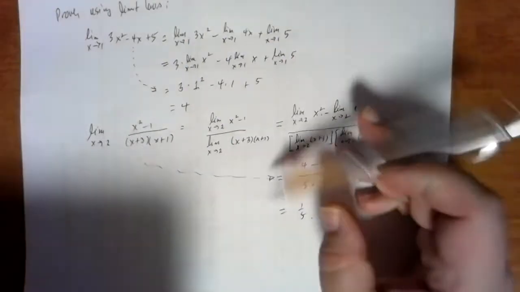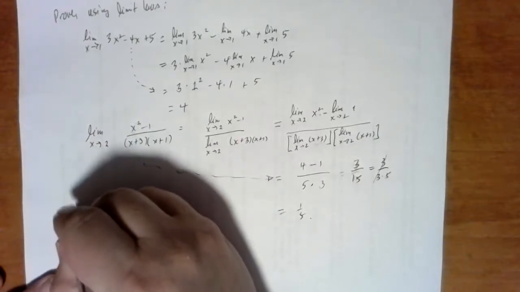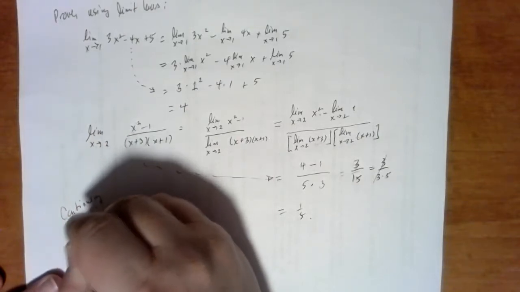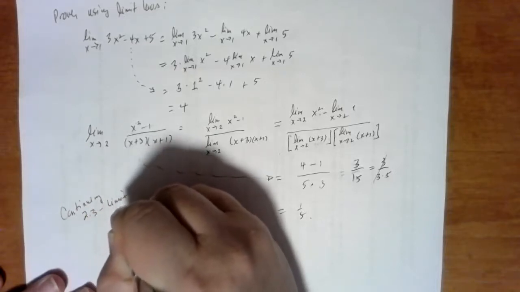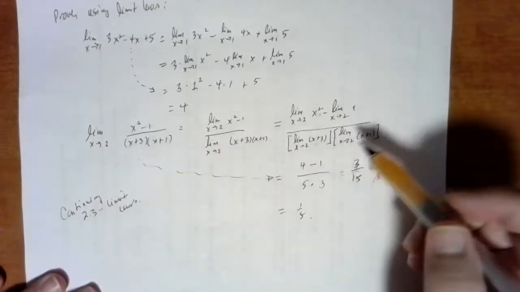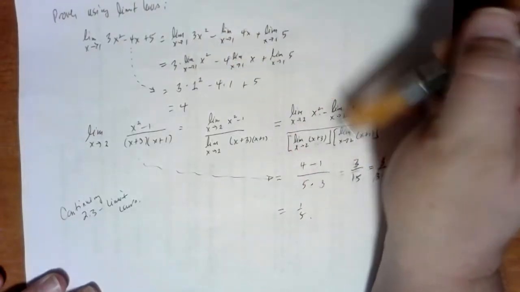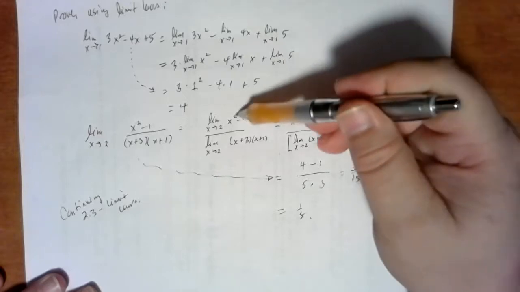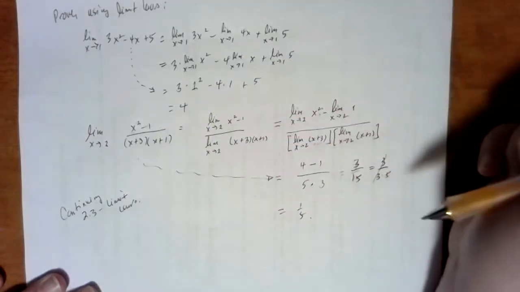All right, so we're continuing 2.3, the limit laws. And so far we've talked about the sum laws, constant times the function laws. We talked about taking the limit of a fraction, right? And the limit of a product.